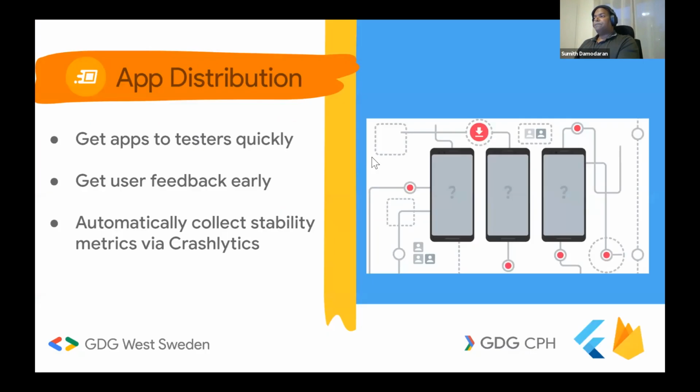The next bit is App Distribution. You can get your apps to the testers quickly. You can get feedback from the users. And it automatically collects metrics and crash analysis. This is also very good for aspiring developers, so they can see, before they go live, how the app performs in the hands of users, test it, see where the app crashes, and get good metrics around that.